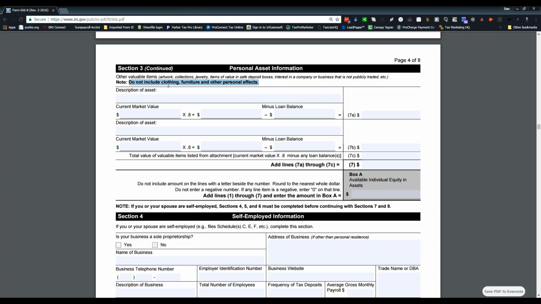It says do not include clothing, furniture, and other personal effects, but here we're dealing with other valuable items. Jason was telling me one day he had a case where the guy was a gun collector, and he liked to collect old historical guns. He had a particular World War II gun in working condition. It was worth $50,000, and in non-working condition it was still $20,000. Jason, correct me if I'm wrong, was that the case?